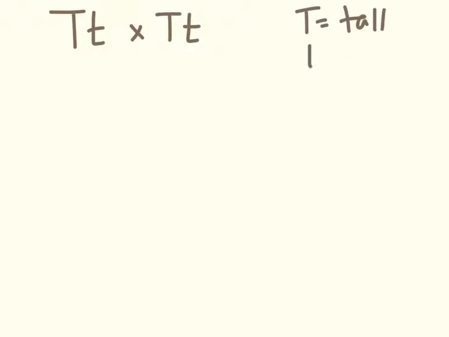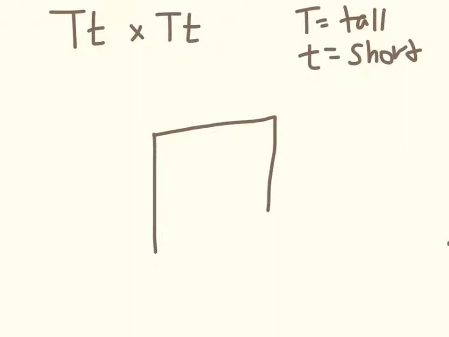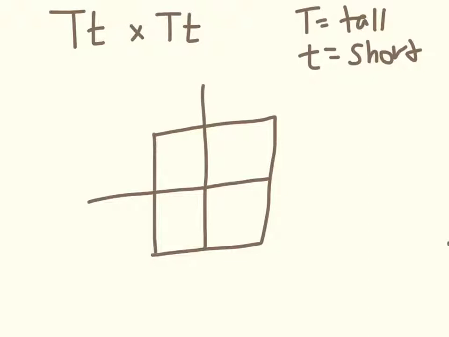Now if we do another example, if we have a capital T, lowercase t plant, and another capital T, lowercase t plant, where capital T stands for tall and is dominant over the lowercase t, which is short. If this is our parent cross, then we will find, using a Punnett square, what the potential outcomes of our offspring may be. According to the law of segregation, this parent will only pass on one of these alleles to its offspring.